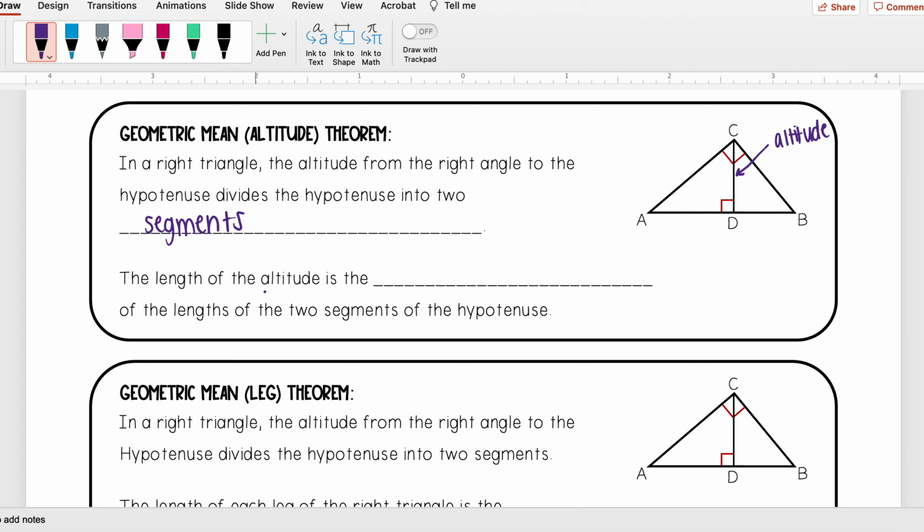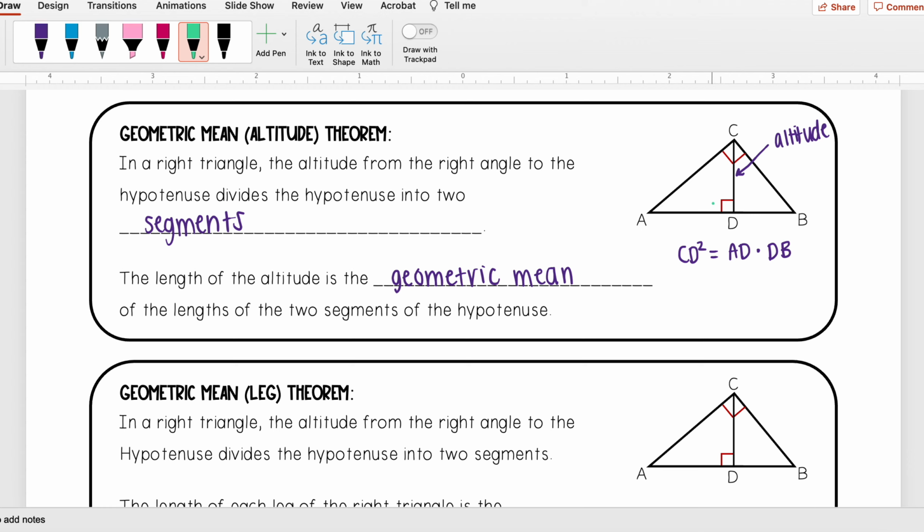And this theorem tells us that the length of the altitude is the geometric mean of the two segments of the hypotenuse. So just what we were doing in that previous video. And so that means that CD squared is equal to those two segments of my hypotenuse that CD created, multiplied together. So AD times DB. And the reason why this is the case is because of these being similar right triangles.